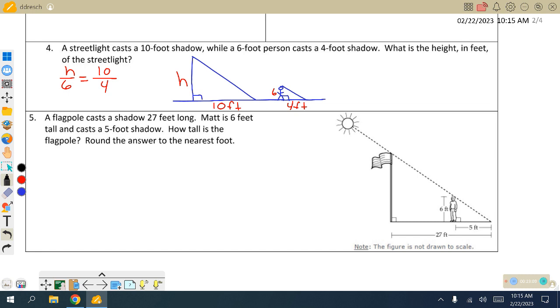Number 5, for that flagpole, if you need to separate out the triangles, separate out the triangles. But your proportion should be the height of the flagpole to the height of the person is equal to the shadow of the flagpole, which is 27, to the shadow of the person. That's it. They're not going to get any more complicated than what's right there.